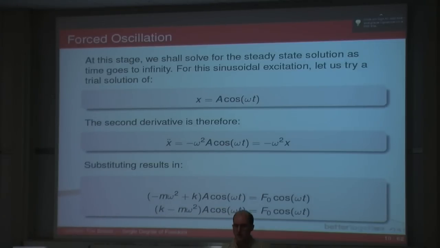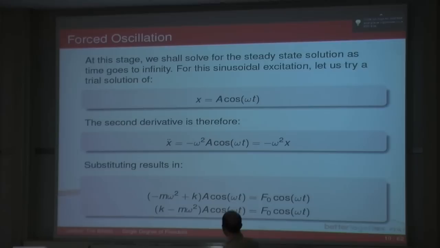If you substitute that into our equation of motion, you get this. I've got a minus m omega squared plus k, times my x term, equals f naught cosine omega t. Because I've got a minus and a plus here, I've switched them around so that the quantity doesn't have a minus sign in front. That's all I've done going from this line to this line, just to change the way it's written.